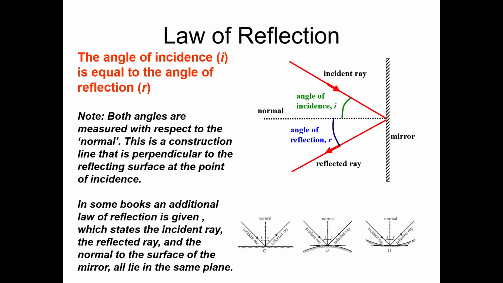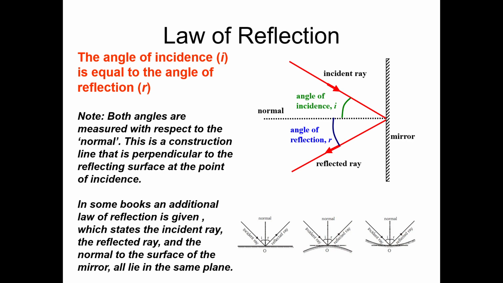The main law of reflection is that the angle of incidence i is equal to the angle of reflection. The main thing to get across is that you need to draw a normal line, and the angles are with reference to that normal line. The normal line is 90 degrees to the surface that the rays are incident on.